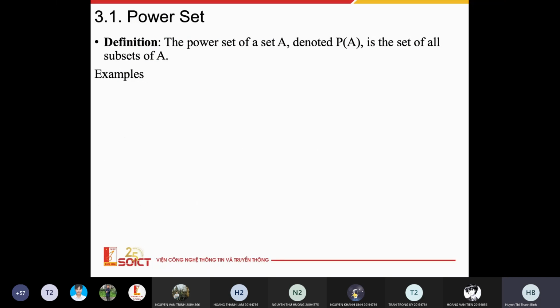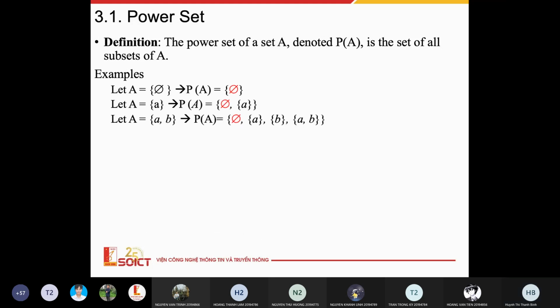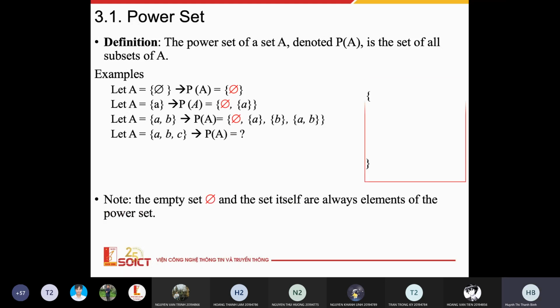Power set. The power set of a set A, which we denote P(A), is the set of all subsets of A. And here are some example power sets.